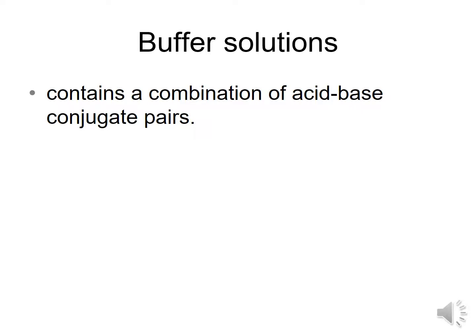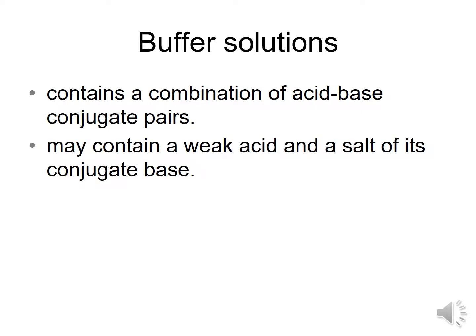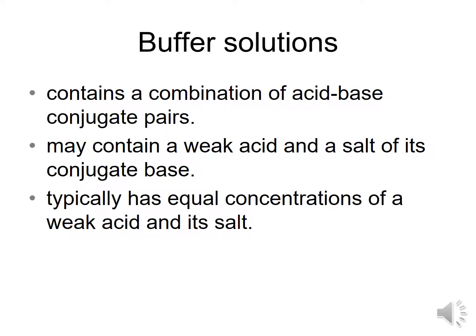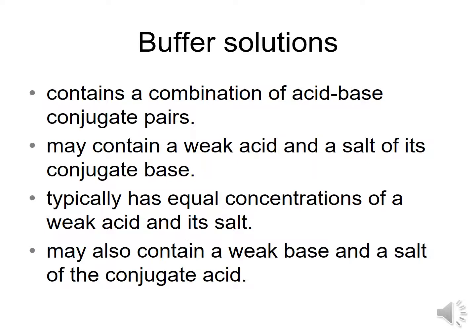So buffer solutions are going to be combinations of acid conjugate base pairs, and you can have a weak acid and a salt containing its conjugate base, for example acetic acid and sodium acetate. Typically equal concentrations of the weak acid and its salt make the best buffers because they have equal amounts of weak acid capable of neutralizing added base and weak base capable of neutralizing added acid. They can also contain a weak base like ammonia and a salt of the conjugate acid, for example ammonium chloride. Ammonia and ammonium chloride would be a buffer.